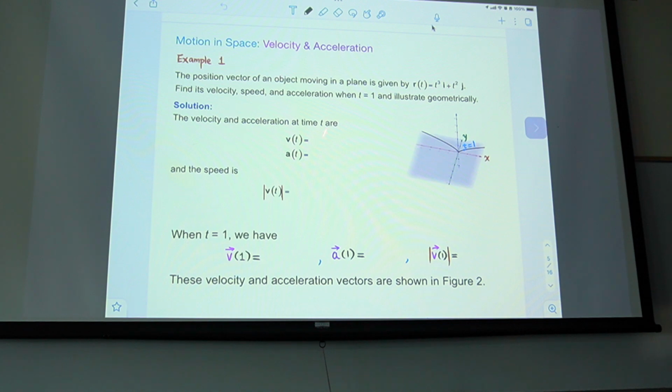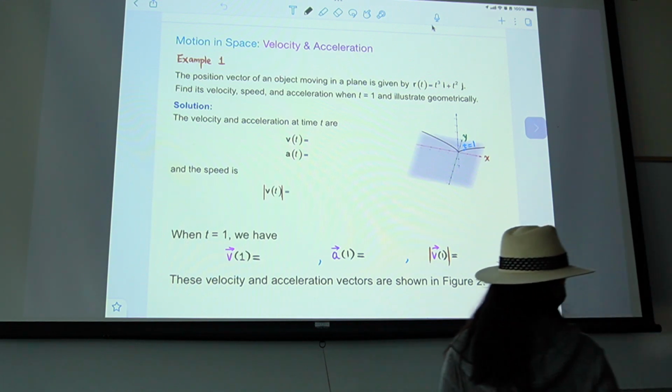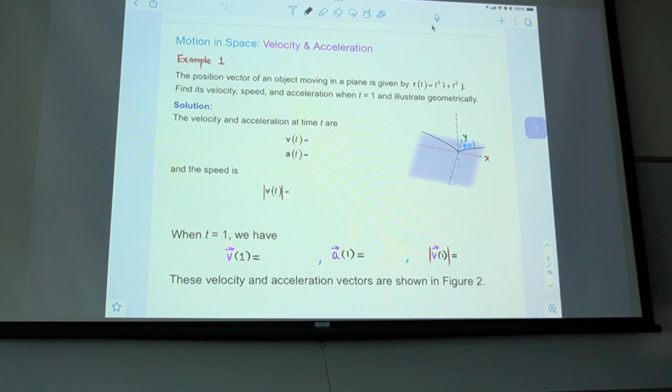Good. And how do we find the acceleration? Take the second derivative of r(t). Right. We differentiate one more time, then we get the acceleration. Okay, good. All right. So you just differentiate first, one time you get the velocity, differentiate one more time, you get the acceleration, right?